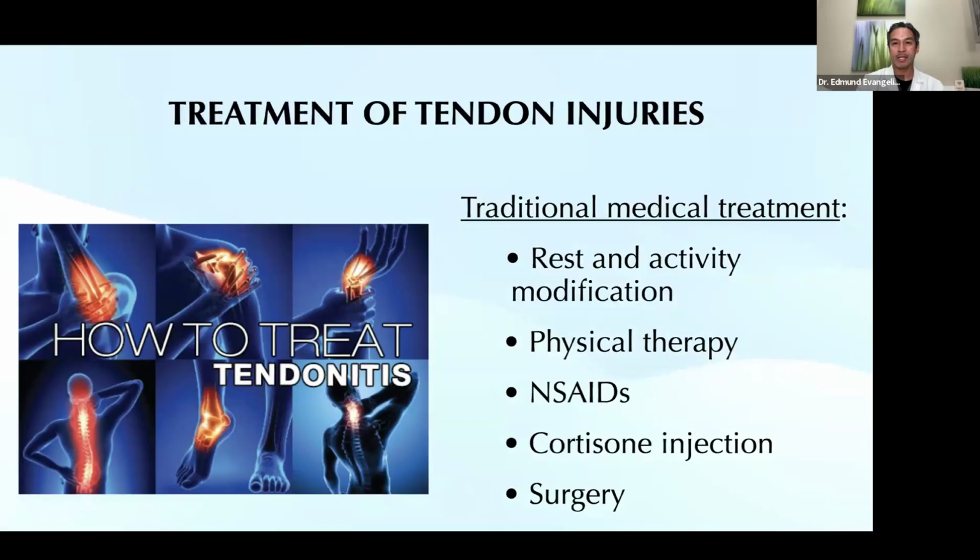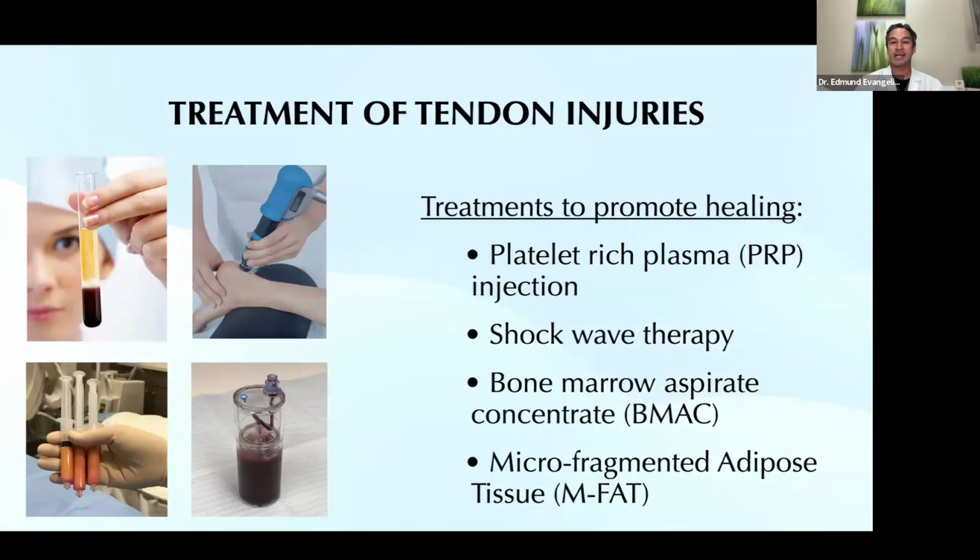Now, what about some of the treatments that we use here in our clinic to promote healing of the tendon injury? There are several things that we like to use. One of the mainstays of treating tendon injuries is platelet-rich plasma, or PRP. That's where we take the platelets out of your own blood and inject it to the site of the tendon injury to jumpstart or stimulate that tendon injury to heal.